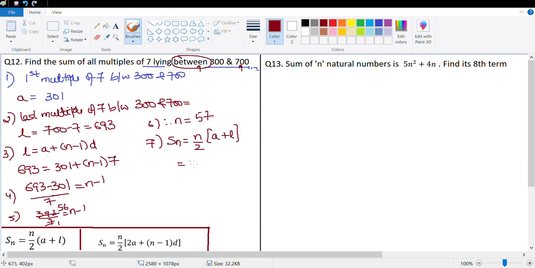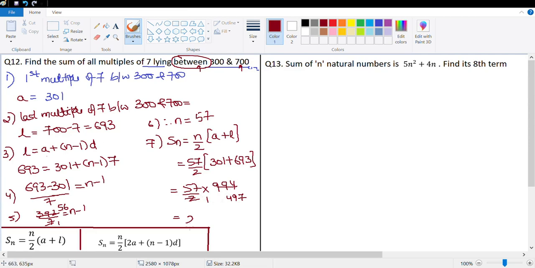In this case, n is 57 upon 2, a was 301, L is 693. So this is 57 upon 2 multiplied with 994. 2 into 4, that's 49. Sorry, 19, 2 into 9, 18, 14, that's 7. So the number is 57 into 497.